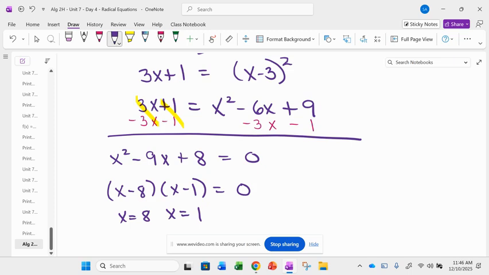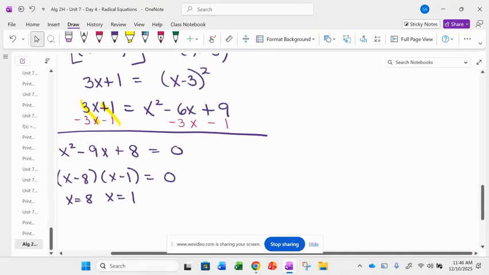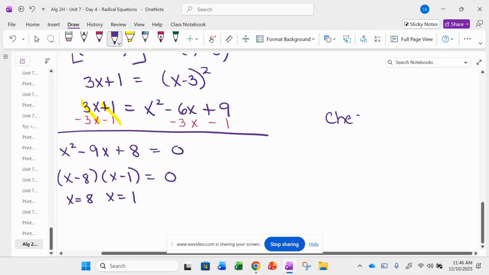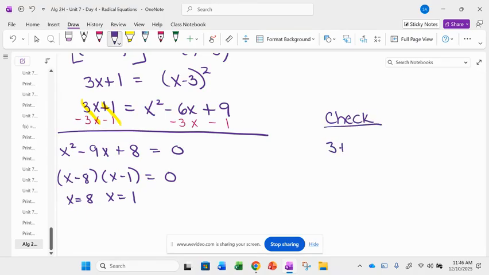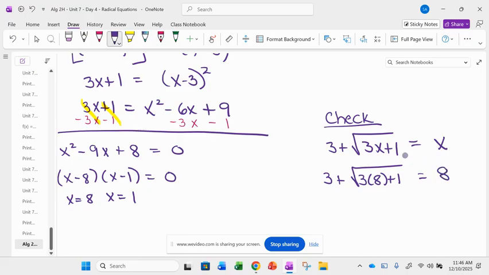It is okay to have two answers, but do we have to check? We still have to check. So I'm going to check, and to check, you're going to go back to the original equation, which was 3 plus the square root of 3x plus 1 equals x. So we're going to have 3 plus the square root of 3 times 8 plus 1 equals 8. Well, 3 times 8 is 24. 24 plus 1 is 25. What's the square root of 25? 5. Is 5 plus 3 8? Yes, so that check works.